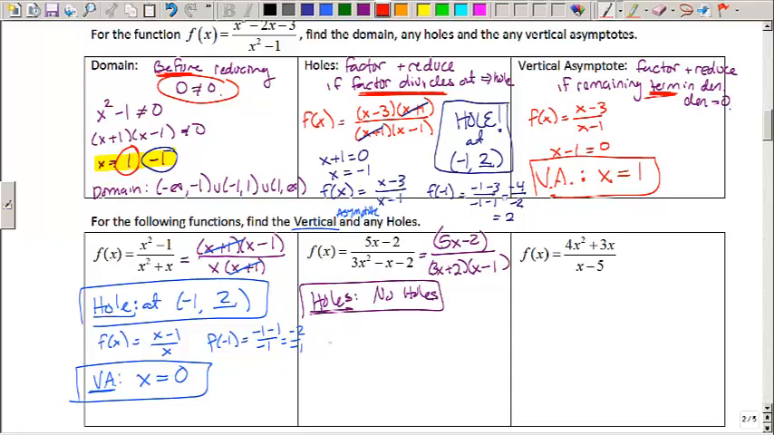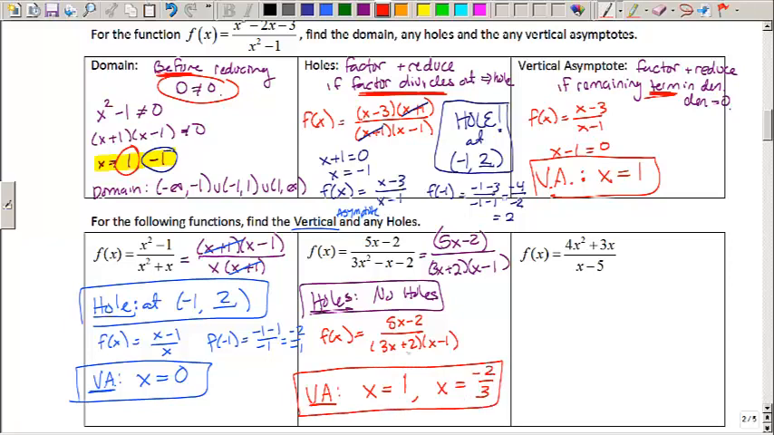Looking at the reduced function, which in this case is the original function because there are no factors that divide out, I find the vertical asymptotes. Again, there may be more than one. I set the denominator equal to 0 and solve. That gives me a vertical asymptote at x equals 1. I also have a vertical asymptote at x equals -2/3. I found those by setting the denominator equal to 0 and solving.